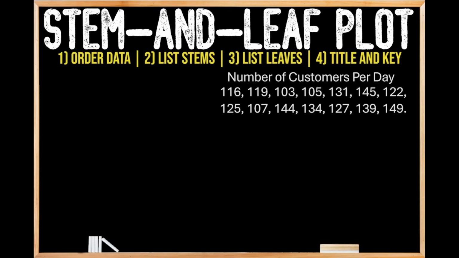And in order for us to create our stem and leaf plot for this data set, as we can see up top highlighted in yellow, our first step is going to be to order the data from least to greatest in value. So starting out with our lowest data point here, we have 103. So we're going to write 103 down below. Then we have 105.